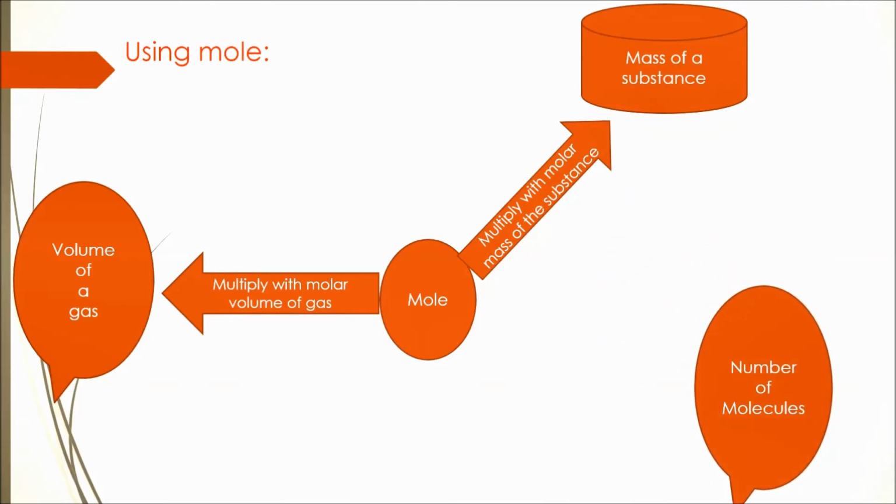Mole to be converted into number of molecules: mole is multiplied with Avogadro number, and we get number of molecules. See, in three ways we convert this mole into three different relevant amounts. How do we do it? All three ways we are doing the same thing, that is multiplying. We are multiplying mole with the relevant constant, and we get mass, number of molecules, or volume.